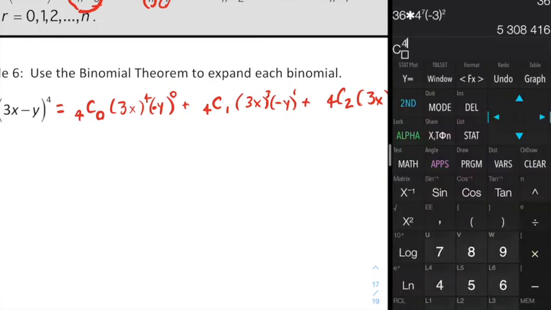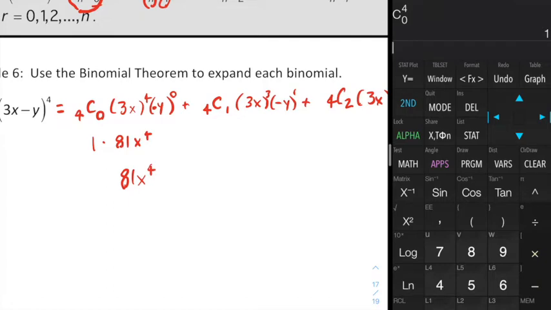So actually, when you do 4 and then C0, it should actually come out to 1. And then 3x to the fourth would be 81. And then y to the 0 is just going to be 1. So this thing will simplify to 81x to the fourth.